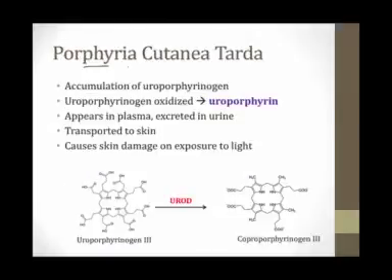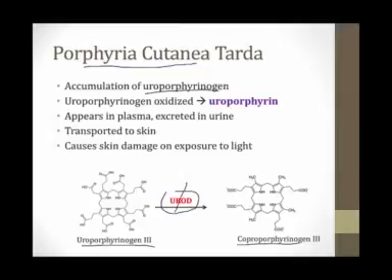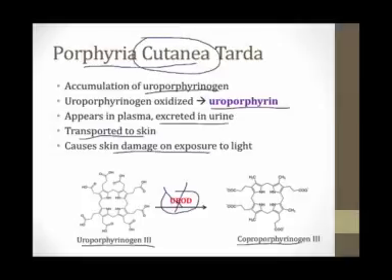So back to porphyria cutanea tarda. In this disorder, there is accumulation of uroporphyrinogen. At the bottom of the screen, I've shown the reaction that URAD catalyzes. It converts uroporphyrinogen 3 into the structure coproporphyrinogen 3. And when URAD is deficient, that leads to the disorder porphyria cutanea tarda. The uroporphyrinogen that accumulates will be oxidized and become uroporphyrin. This will appear in the plasma and be excreted in the urine. It's also transported to the skin, and in the skin, it causes skin damage on exposure to light, which is a major feature of this disorder. That's why the word cutanea is in the name.